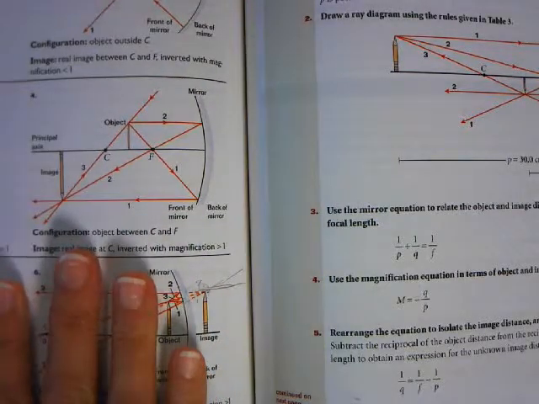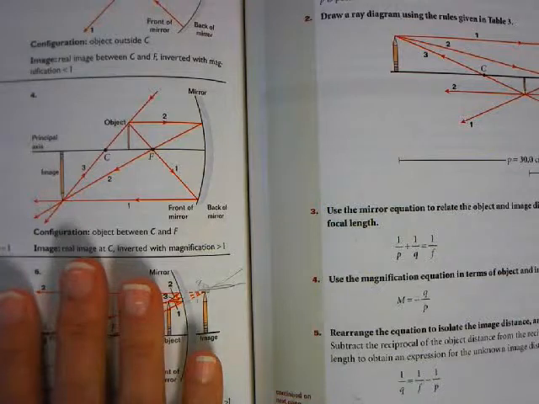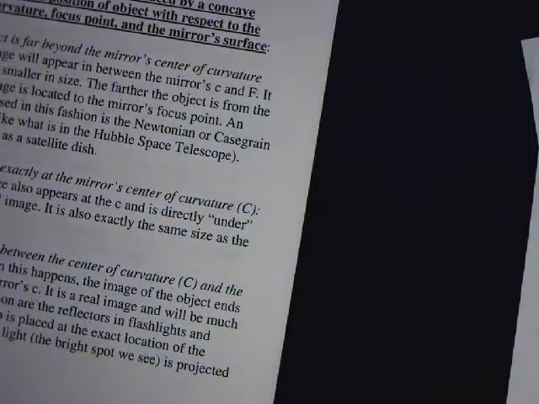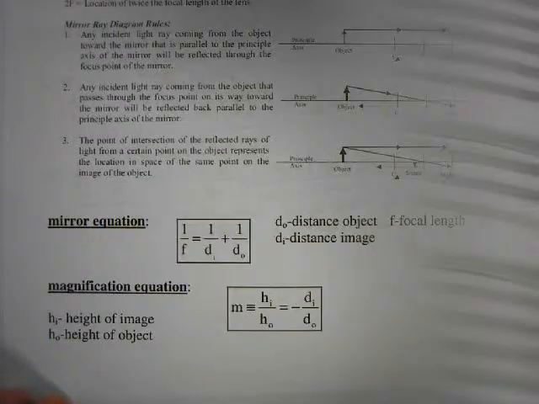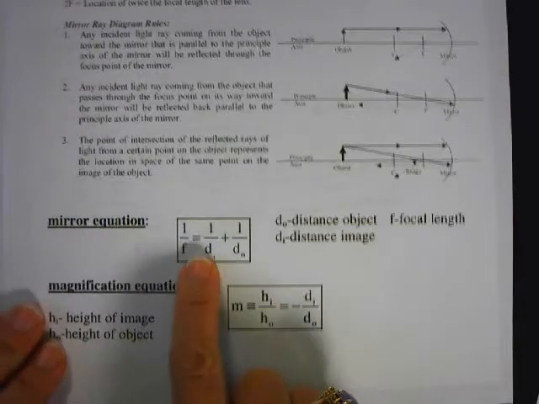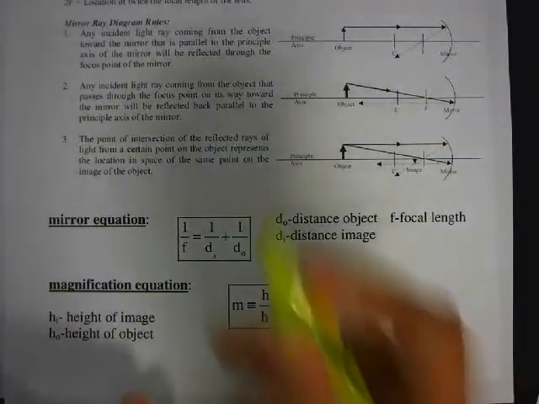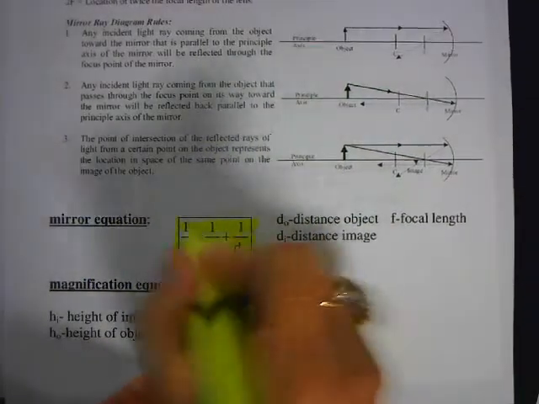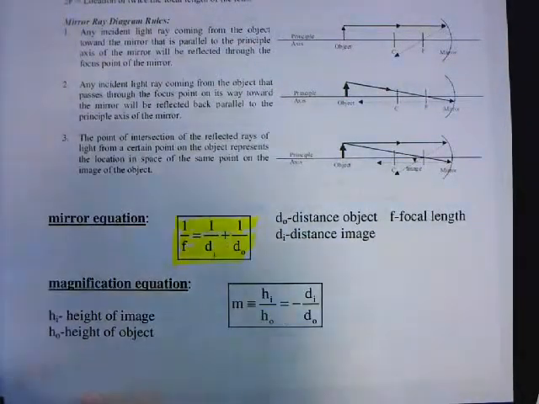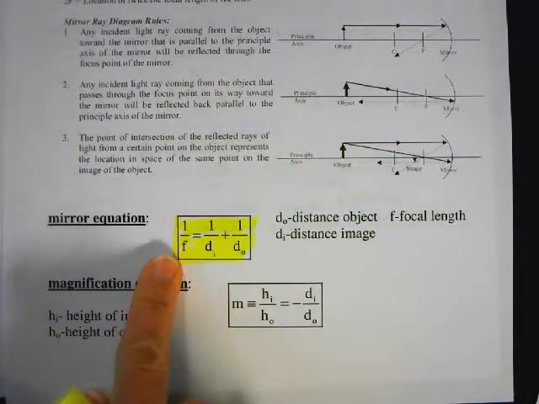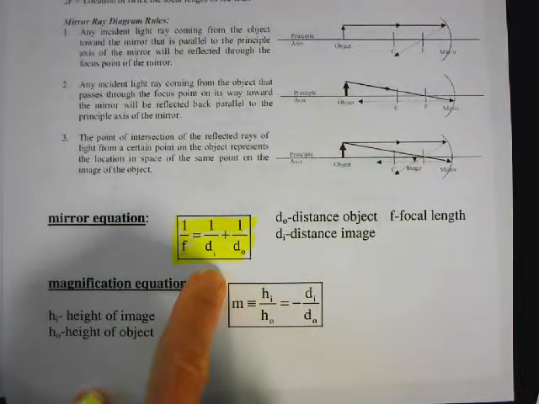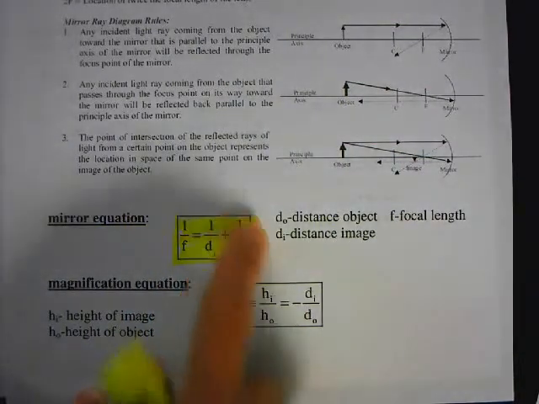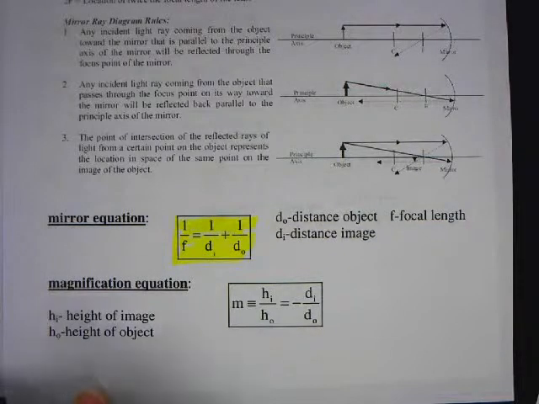So we're going to learn how to draw these, and then we're also going to learn how to do it mathematically. Okay, so going back to the notes, here are my different scenarios. And this is the one equation that we're going to be using over, well, we have 2 equations. But this is the one that we're going to be using in this chapter and the next chapter. 1 over F, 1 over the focal length is equal to 1 over DI, the distance of the image, plus 1 over DO, the distance of the object.